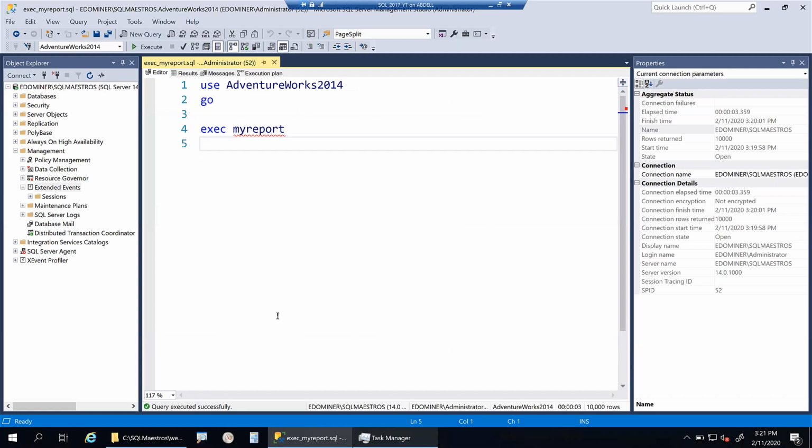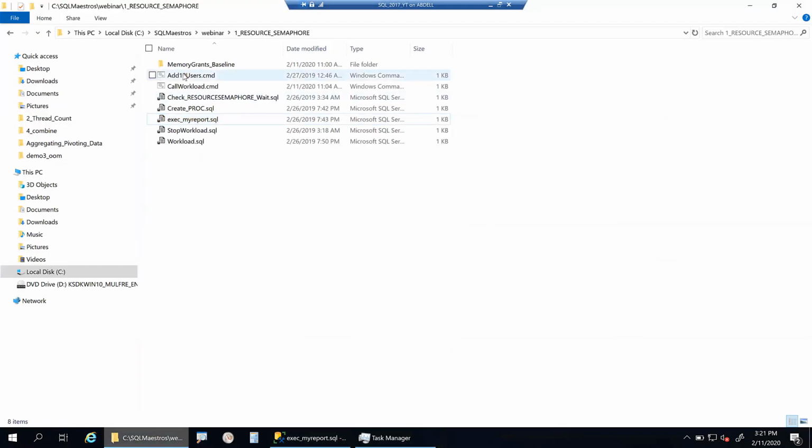Now let's try to simulate a performance problem. So I am simulating this. I'm adding a few users now to the system who are going to do a lot of different things.